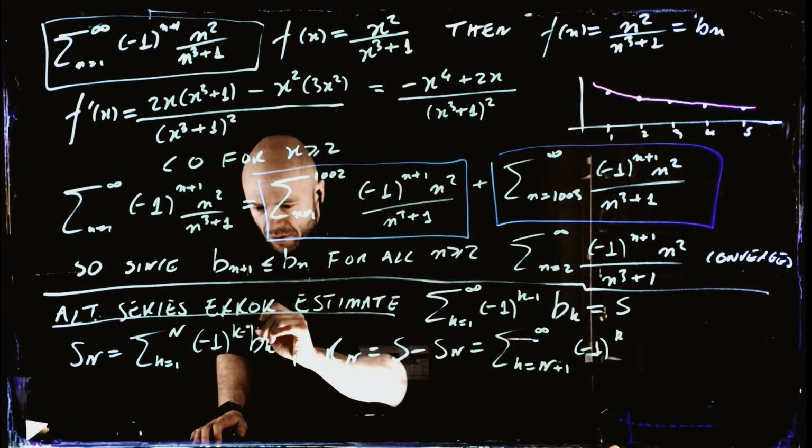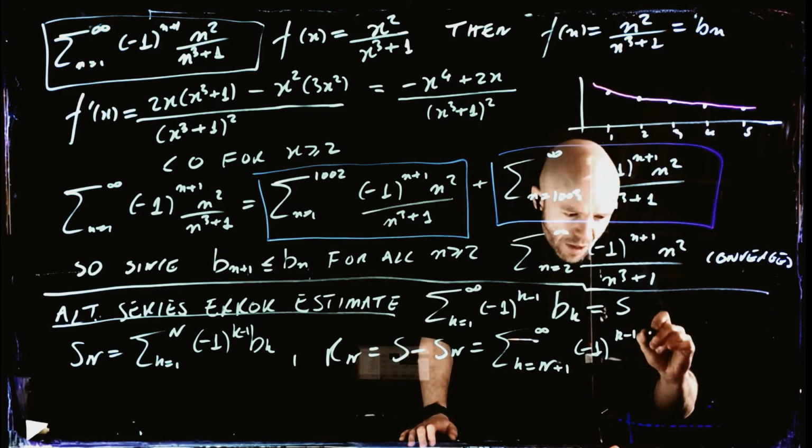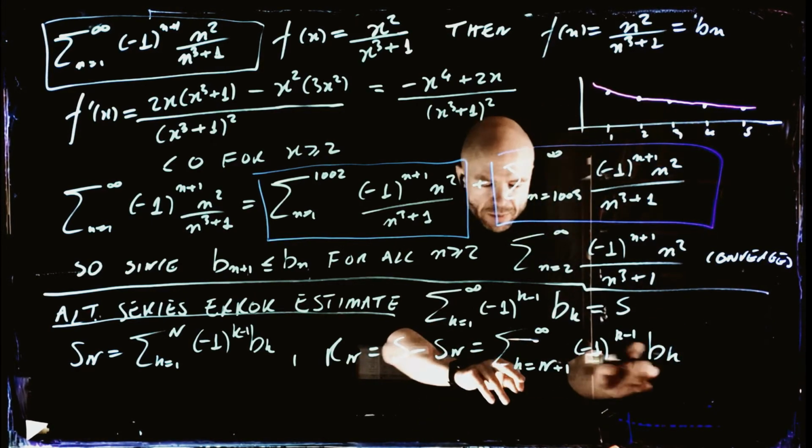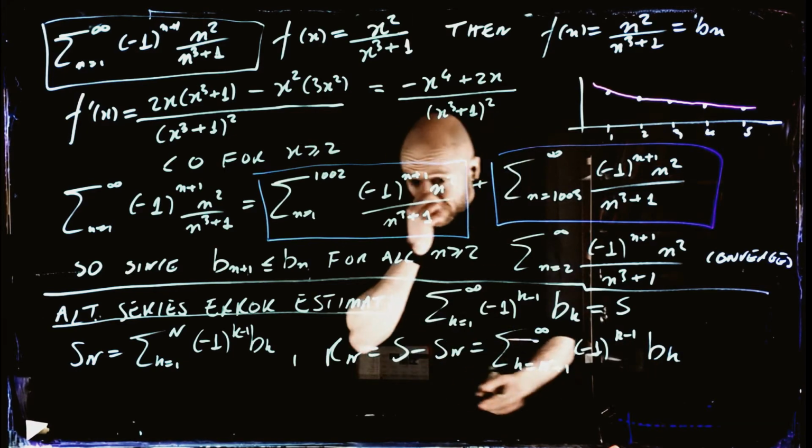Oops, I should be consistent. Of (-1)^(k-1) b_k. So we need to estimate this thing here.